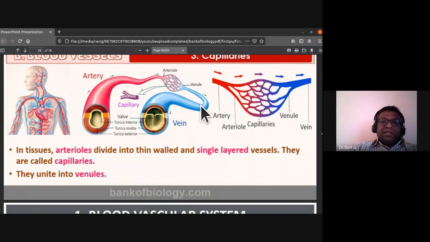So what are capillaries? In tissues, arterioles divide into thin-walled and single-layered vessels. They are called capillaries, and they unite into venules.